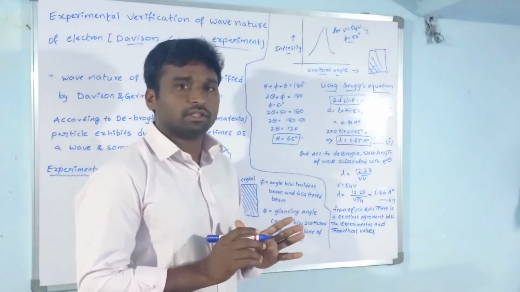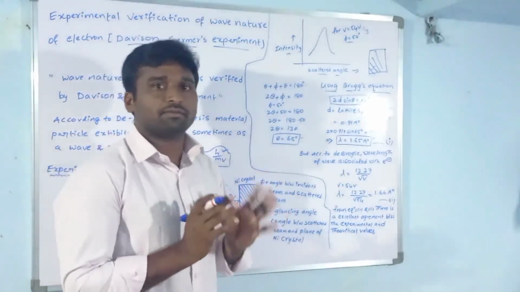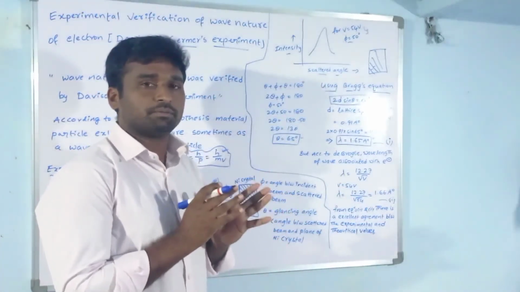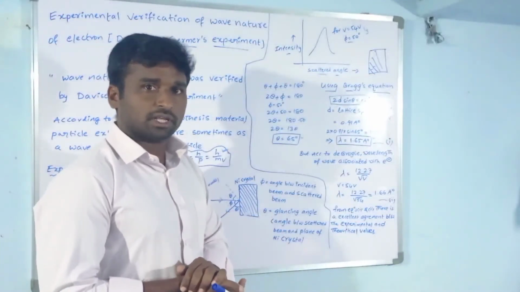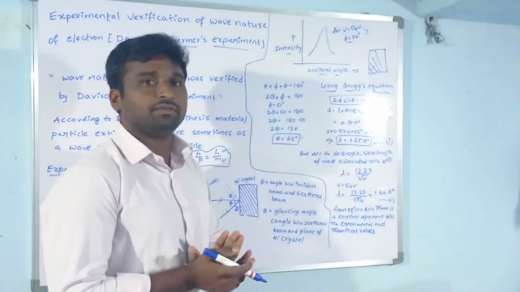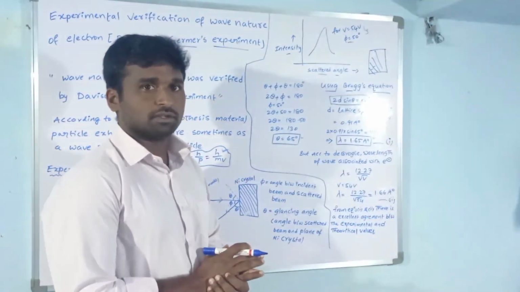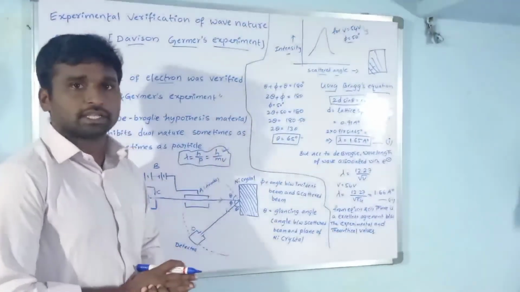When the electron is moving, it is surrounded by some wave. That means sometimes it behaves as a wave, sometimes it behaves as a particle. So this is an experimental verification of the wave nature of the electron. This is also known as the Davisson-Germer experiment.